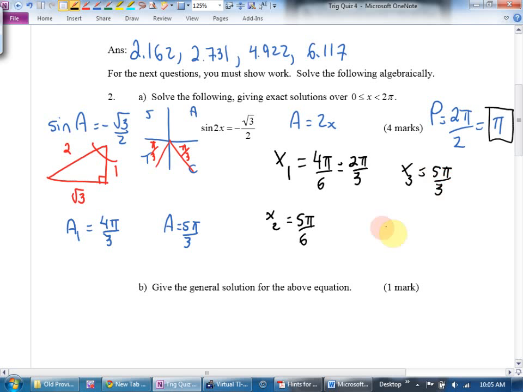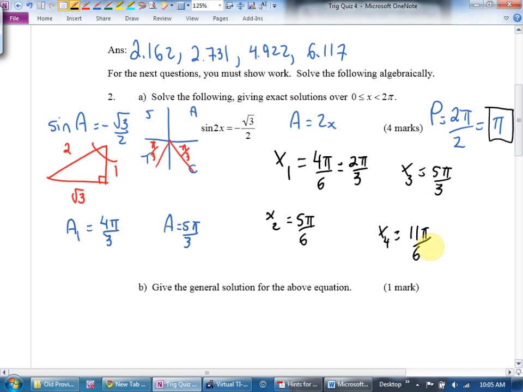Is there an x4? Let's see. 5 pi by 6 plus 6 pi by 6 is 11 pi by 6. That is also still less than 2 pi. But 12 pi by 6 is 2 pi. I don't think I can add any more. I think if I do, I really quickly end up going beyond my domain.